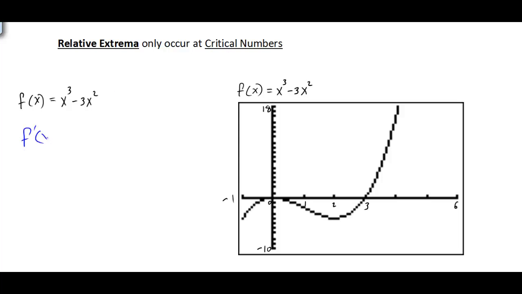If I take the derivative, we have 3x squared minus 6x. Remember, if we want to find the critical numbers, we set the first derivative equal to 0. At this point, we could factor out our 3x, and we would have x minus 2. Therefore, 3x is equal to 0, and x minus 2 is equal to 0. So x equals 0 and x equals 2. Here we have our critical numbers.